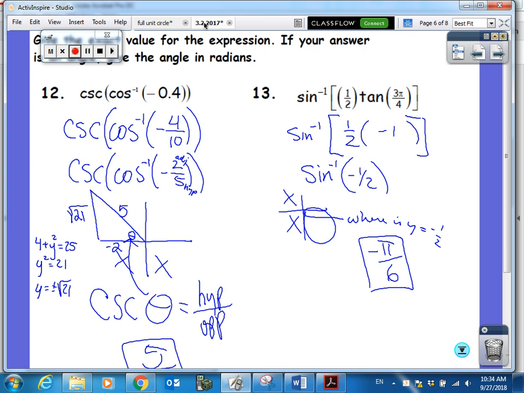Again, that doesn't mean it's off limits. It's off limits for inverses. Only inverses. Quadrant 3 is still there. Quadrant 4 is still there. Just inverses, we cannot go in that direction.